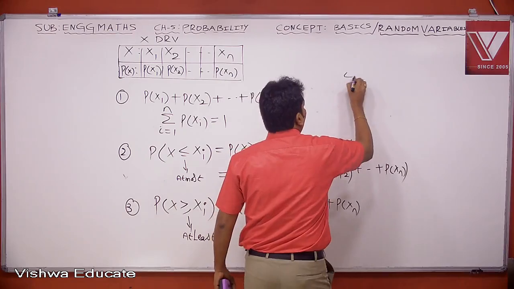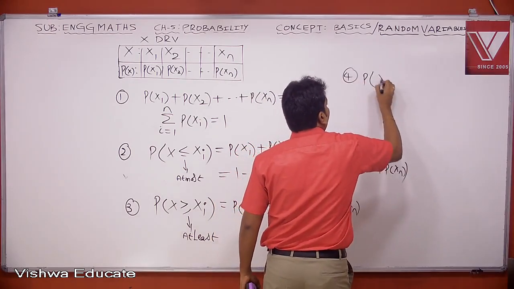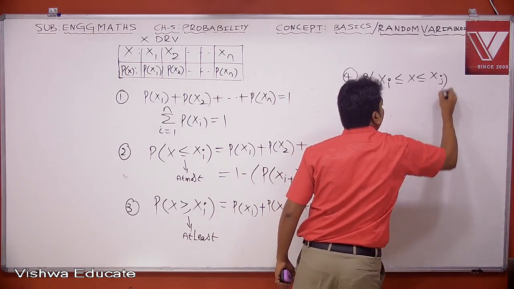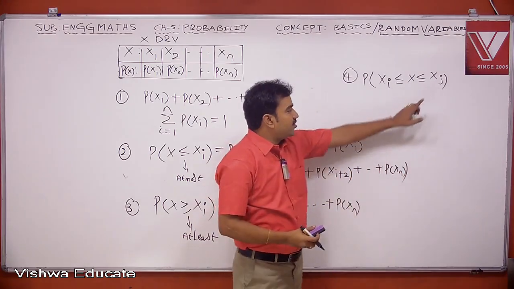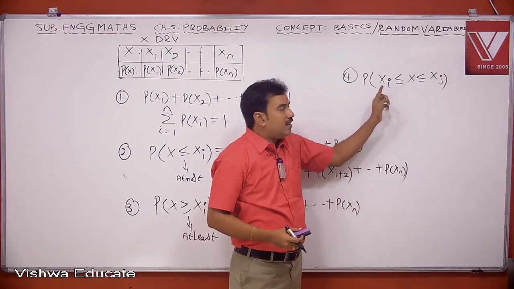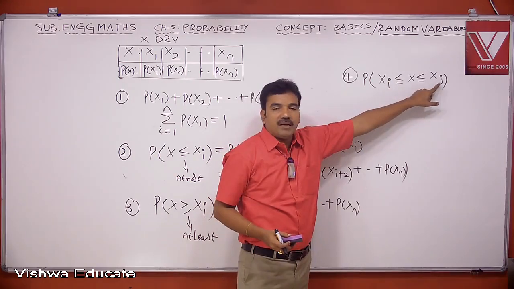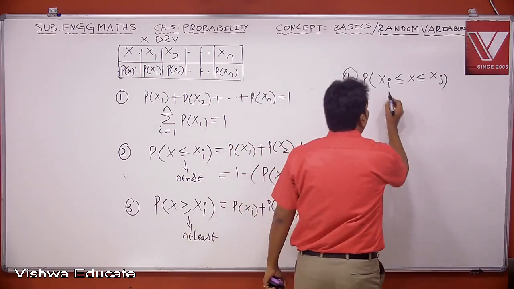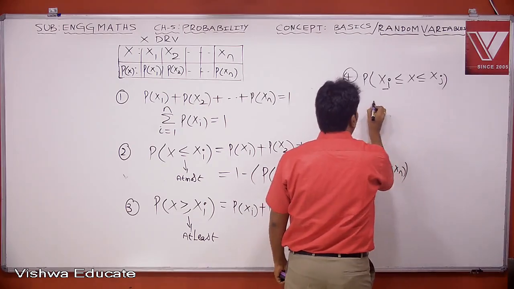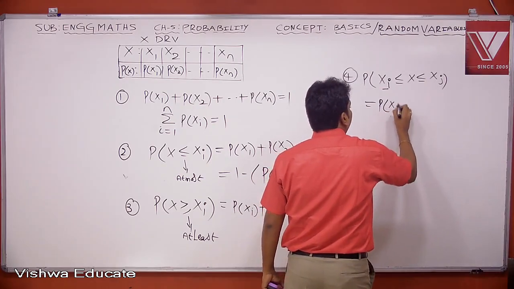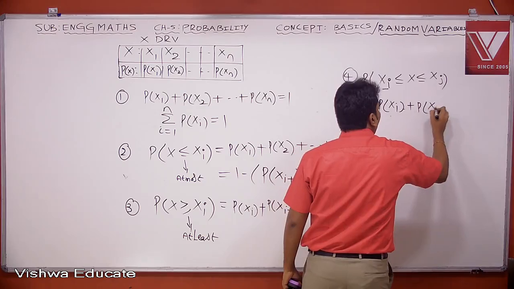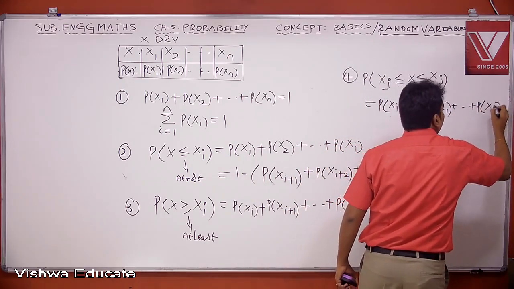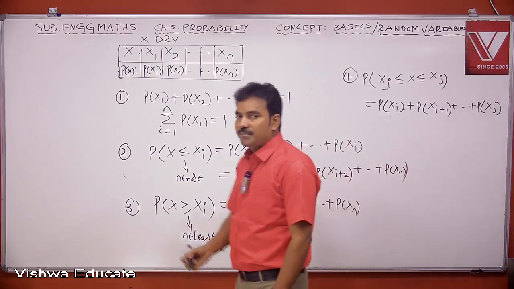And the fourth point we have is p of xi less than or equal to X less than or equal to xj. Don't think that the index j is immediate to i. This i can be 7, j can be 9, i can be 4, j can be 10, like this. So you consider all sample points from xi to xj. So therefore this gives p of xi plus p of xi plus 1 plus and so on plus p of xj. So these are very, very important points.